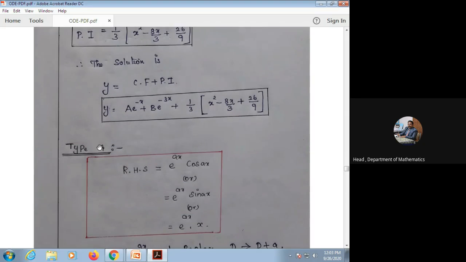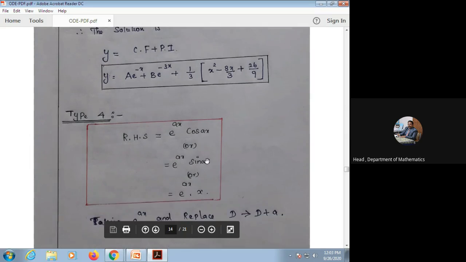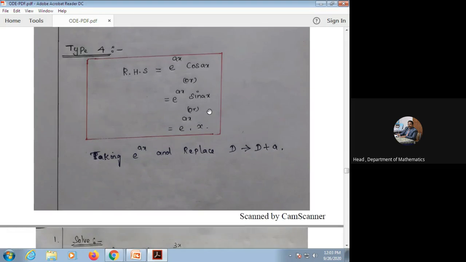Next, the fourth type. The right hand side type is e power ax into either cos ax, or e power ax into sin ax, or e power ax into x. There are two multiplication terms. One term is e power, and the other is either cos ax, sin ax or x. This is the type 4 problem. In this type, we have to solve it as follows.